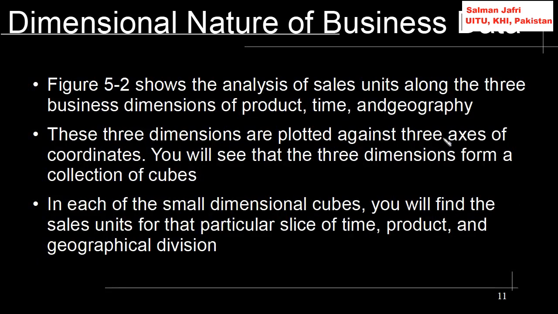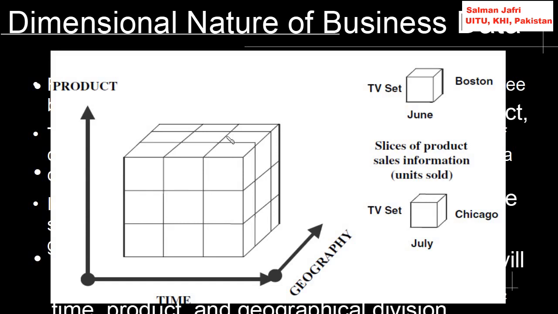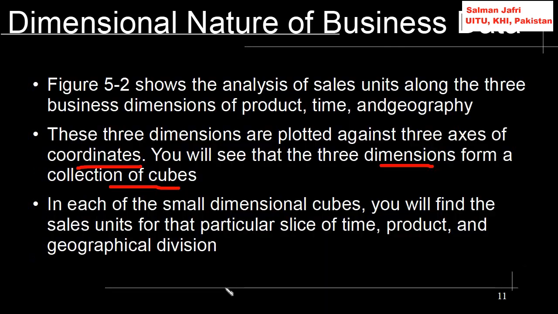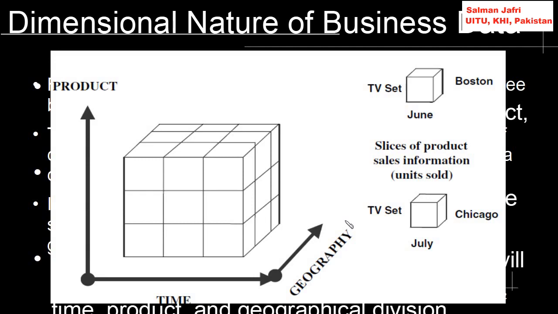So these three dimensions are plotted against three axes of the coordinates, right? And then the three dimensions form a collection of cubes, right? So there's a big cube and these are the smaller cubes for particular times, and on moving in this direction we can move to the area dimension, and over here product, and over here time. So in each of the small cubes you'll find the sale units for that particular slice of time, product and geographical division that has been already discussed, right?